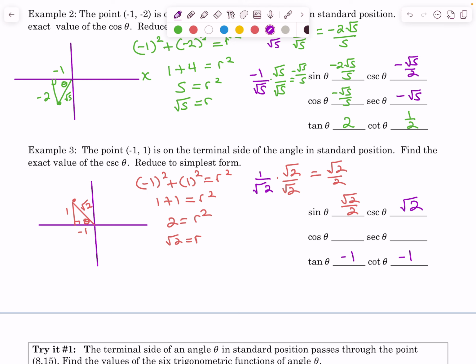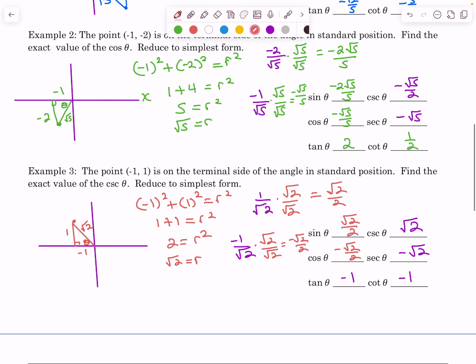Now when I do my cosine, notice it's very similar. Adjacent, though, is negative 1 over root 2. So when I reciprocal it for secant, I just get negative root 2. And then, of course, rationalizing will give me the same result as sine, only we have a negative answer. We're going to get negative root 2 over 2. So negative root 2 over 2 is going to be my cosine. And so now we have the 6 trig functions for the angle that is formed in quadrant 2. But again, notice it looks like a 45, 45, 90 set of values.